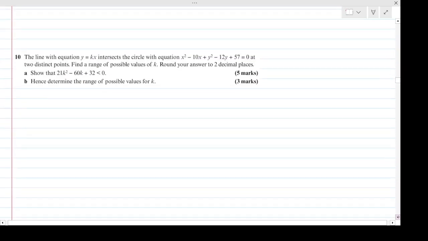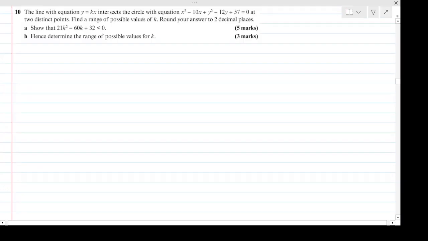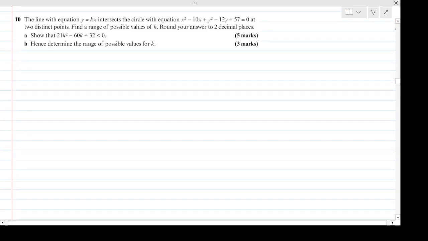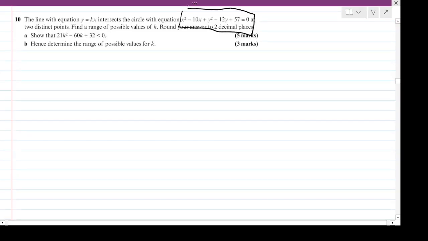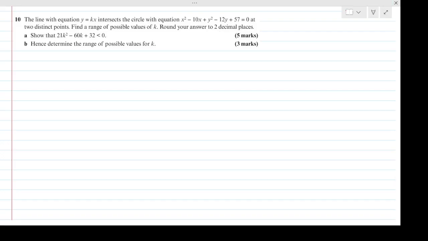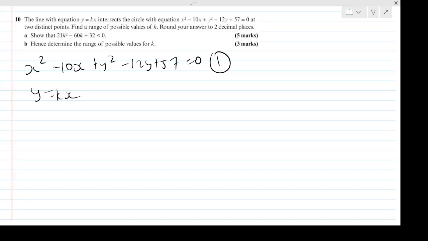Okay, question 10. We are given the line of equation y is kx intersects a circle with equation, well, that one there, at 2 distinct points. Again, it's talking about a line and the circle intersecting. So let me write down the equation for the circle, the equation they've given us: x squared minus 10x plus y squared minus 12y plus 57 equals 0. That'd be equation 1, and that's intersecting with the line y is kx, and that'd be the second one.